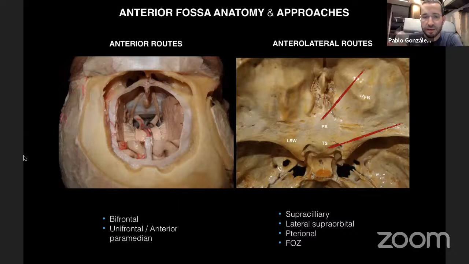I have 7-8 cases in which I did different approaches. So I will just share with you what I think are good reasons and bad reasons to avoid or to choose one of these approaches. For anterior routes, mainly we have bifrontal or unifrontal, and for lateral routes, mainly we have pterional and different variations of this. And as we said, we have pros and cons.